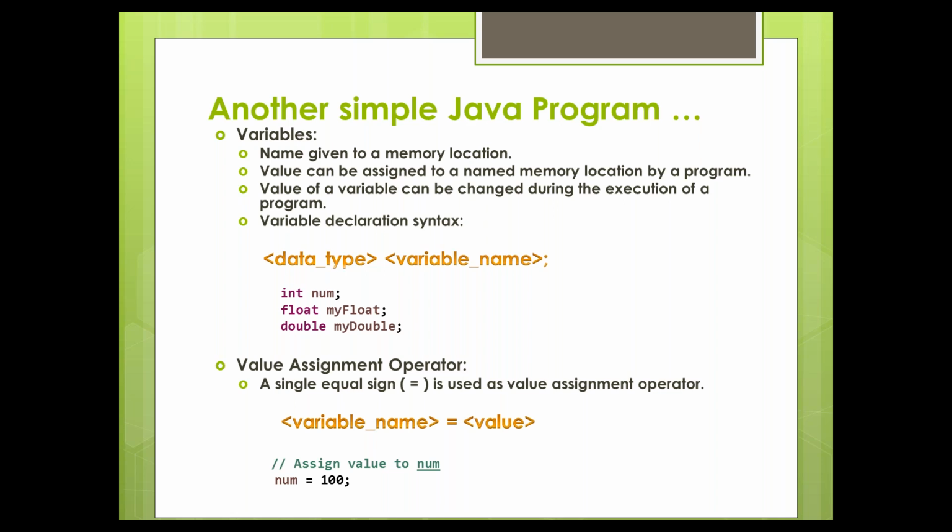So the example shown in this slide is int num. That is, num is an integer. That means num is a variable. It is a name given to an address of a memory location where you can store an integer. Next one is float and double. Both of these are your real numbers. You can store real numbers with decimal points.